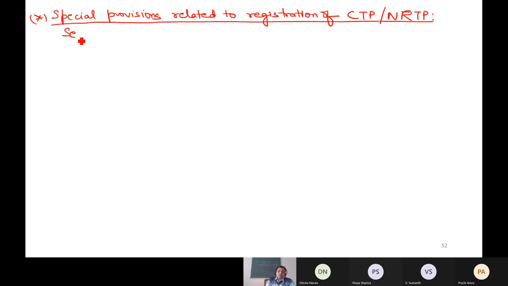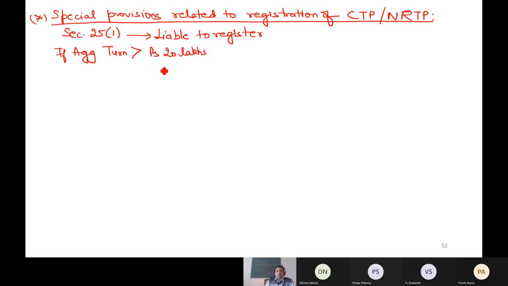Do you remember section 25 subsection 1 where it was mentioned that the moment you become liable, the moment your aggregate turnover exceeds the limit, 20 lakh or 10 lakh, whatever is the case, you become liable to register? This is what section 25(1) says. Register within how many days? Do you remember? It is within 30 days.